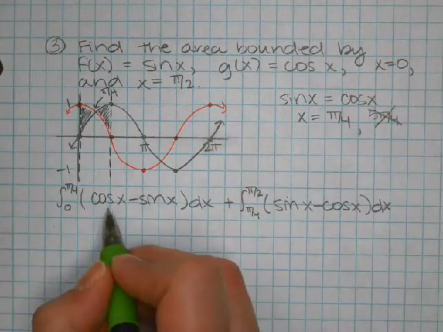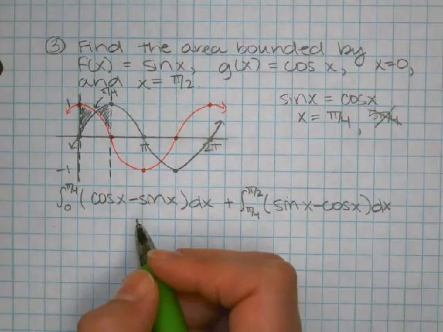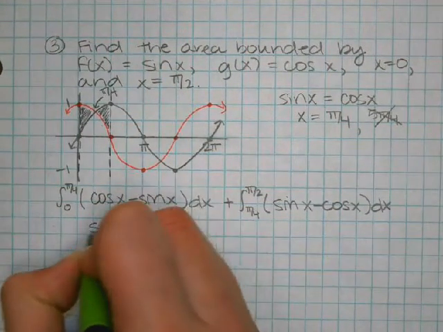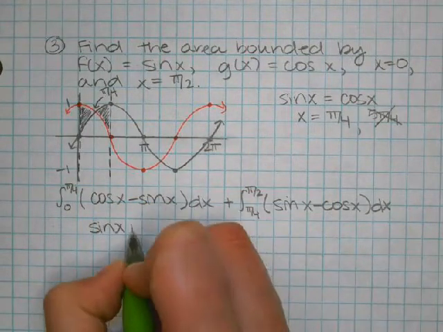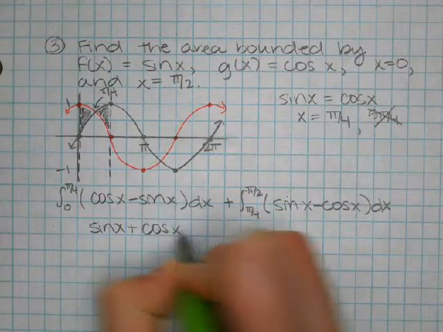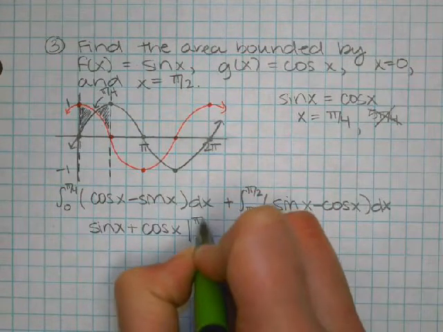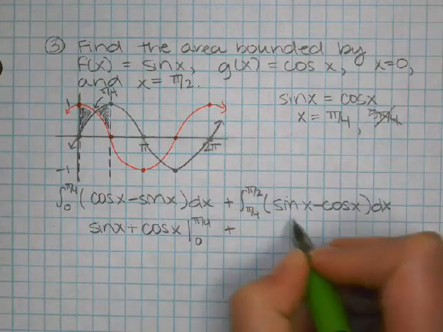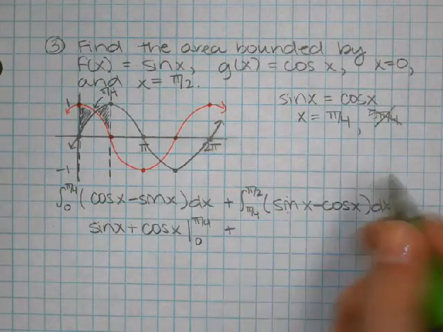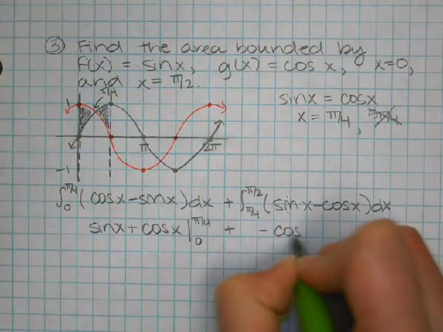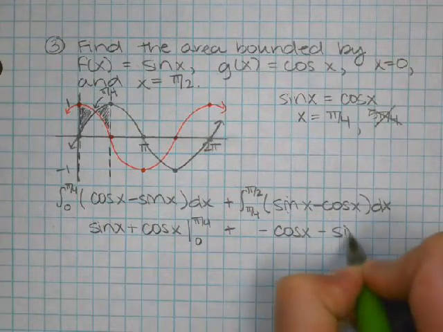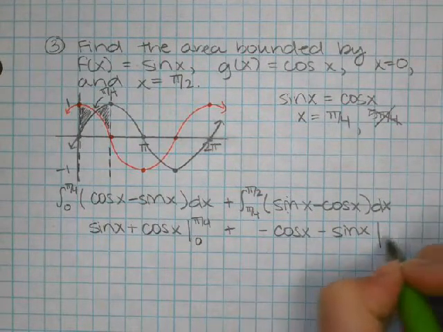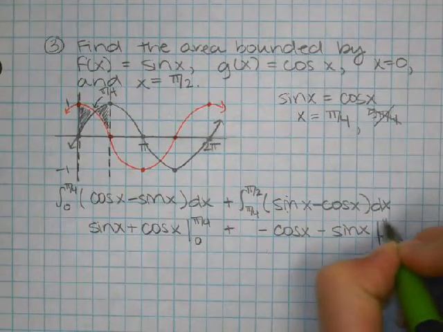So I'm going to go ahead and take the antiderivative of cos, which is just sine, and the antiderivative of negative sine, which is positive cos. We're evaluating that from 0 to pi fourths. And then the antiderivative of sine is negative cos, and the antiderivative of negative cos is negative sine. And we're evaluating that from pi fourths to pi halves.